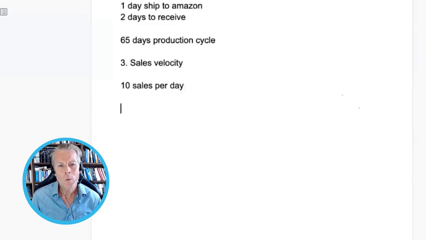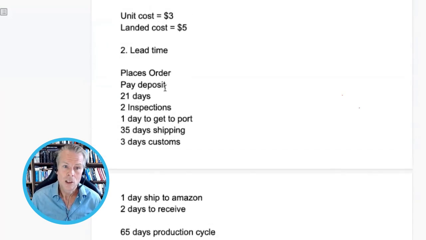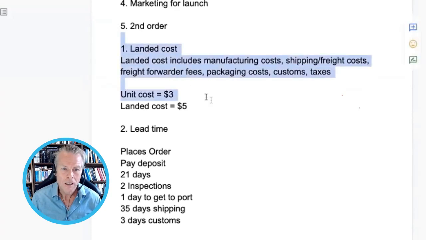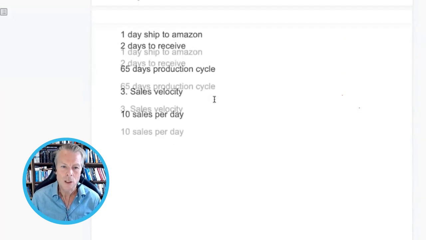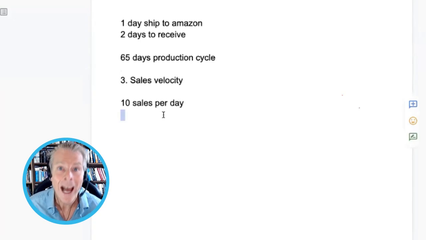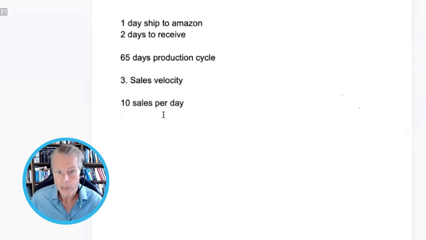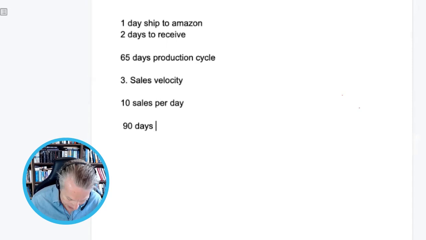Now that we know that, we can then scoot back to landed costs, and we can now answer the question, how much stock do we need to order? Because that's an interesting question. So on average, I aim to order 90 days worth of stock, okay?